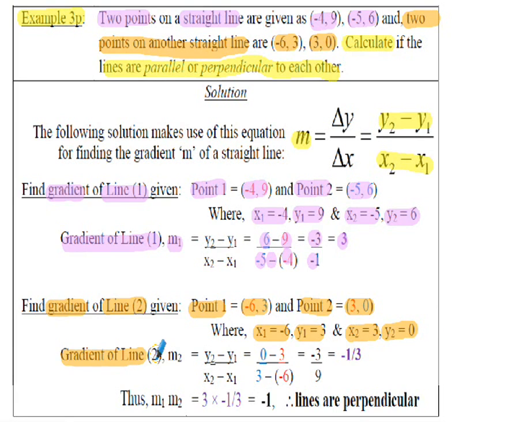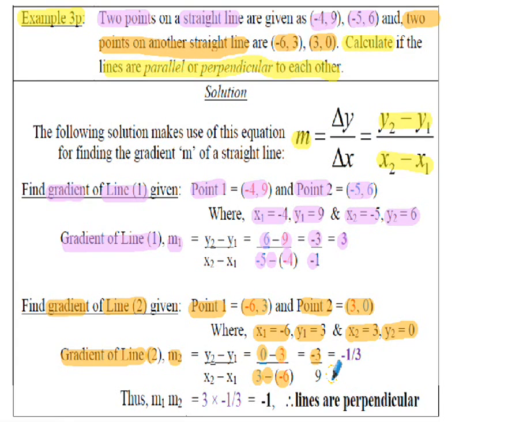Calculating the gradient of line 2, called m2 here, so y2 is 0, and we subtract from that 3 for the y1, and x2 is 3, and we subtract from that the negative 6 for the x1. Again, notice double negatives there.